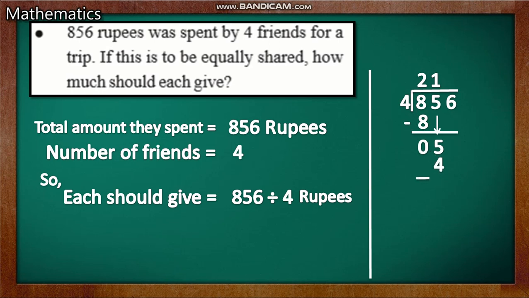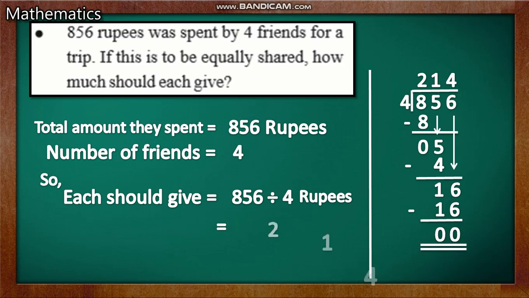Next, draw a line. Next step, subtracting. 5 minus 4, 1. Then bring down that 6. Which 6? This 6. Then how many 4s are in 16? That is 4. 4 4s are 16. So let's subtract, 0. That's equal to, it is the final answer. So let's write that amount, 214 rupees.